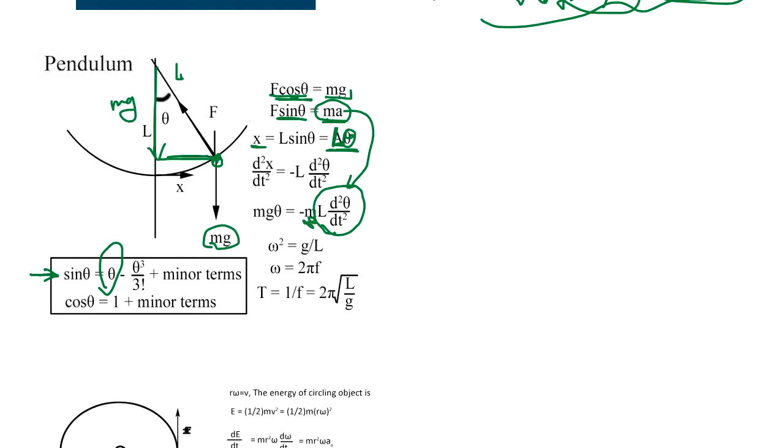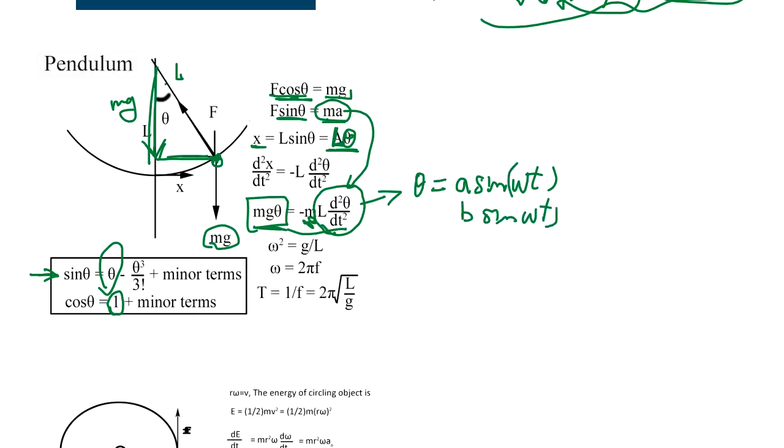But this mg is, this cos is 1 here. Okay, so it's going to be sin theta, and this equation, the obvious answer is like a sine omega t, right? Or it could be b sine omega t, either way.